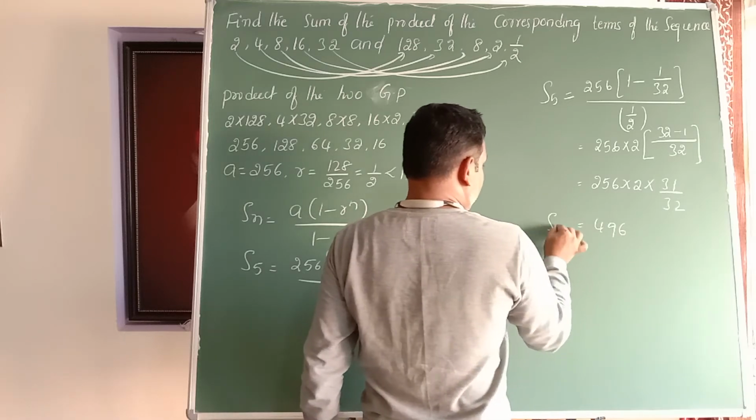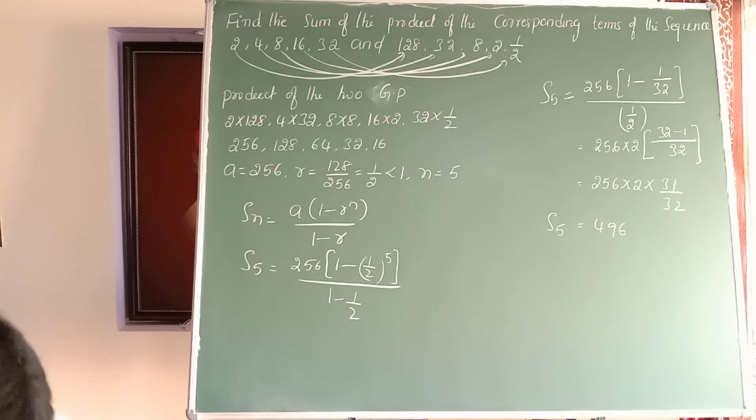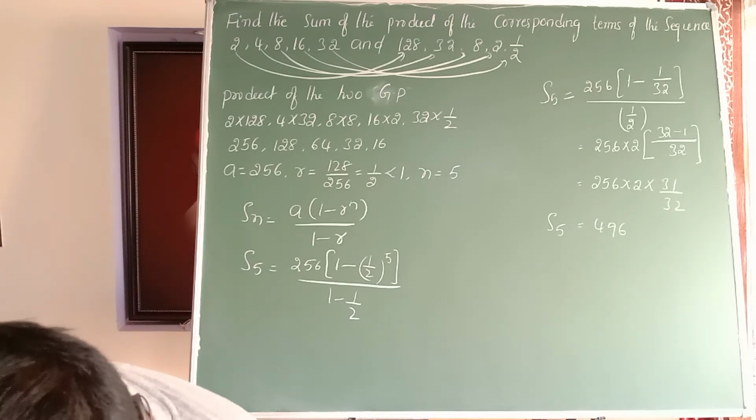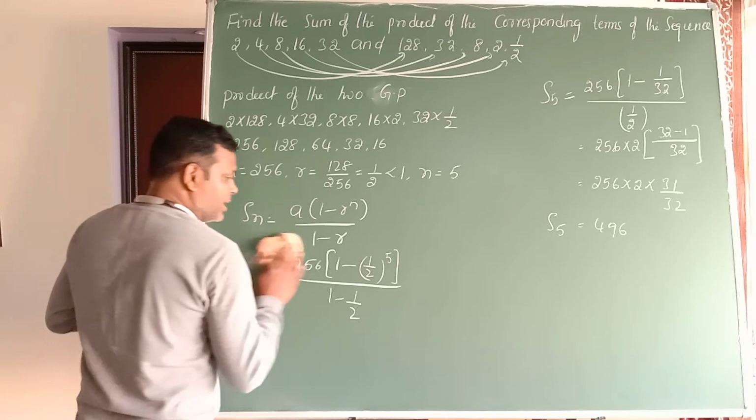This is S5. So this is the sum of the product of the corresponding terms of the two geometric progressions. And keep one thing in mind very clearly: when two sequences are in geometric progression, the product of the corresponding terms of the two sequences again becomes a geometric progression. Okay, we'll go with another problem, dear children.